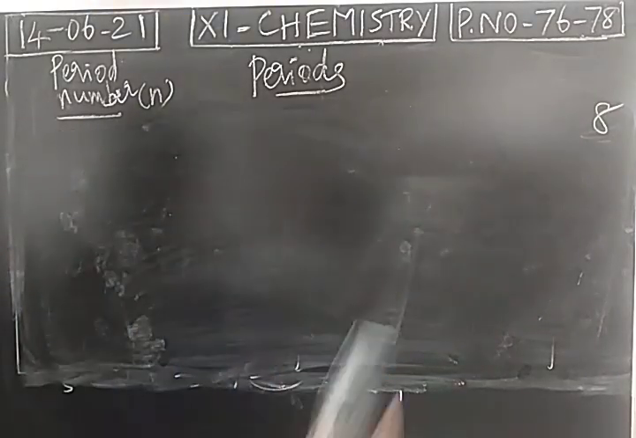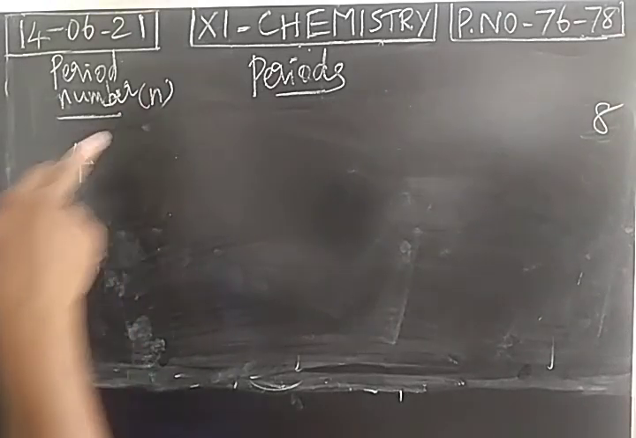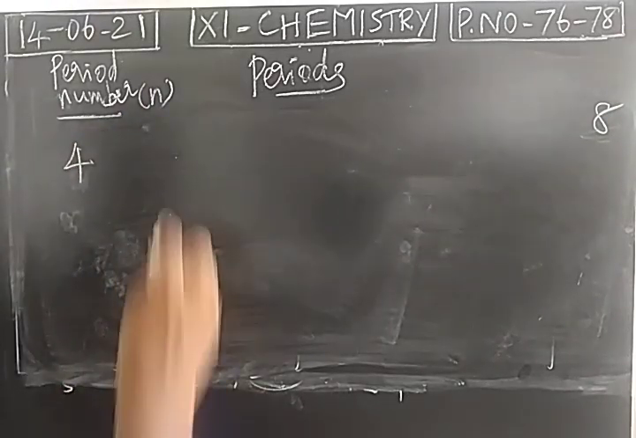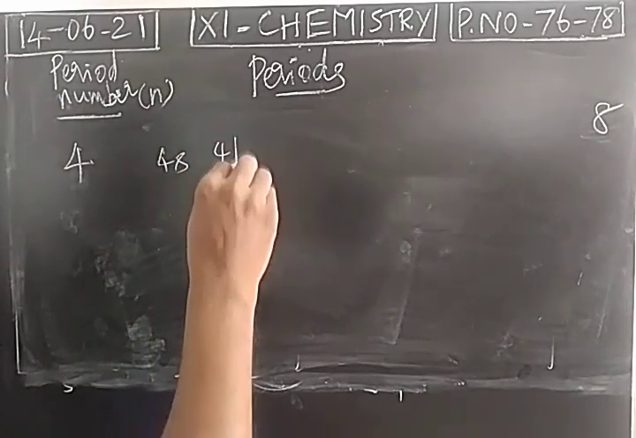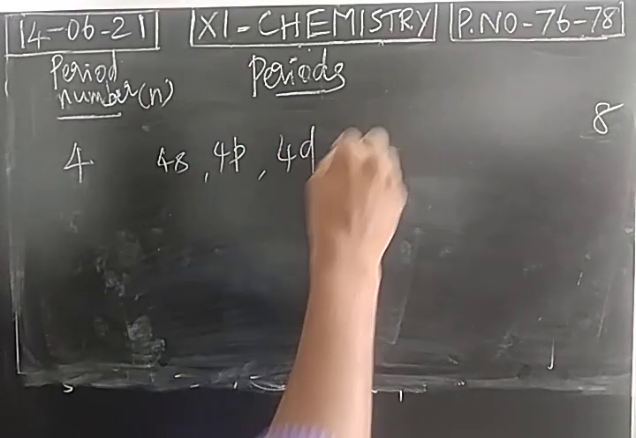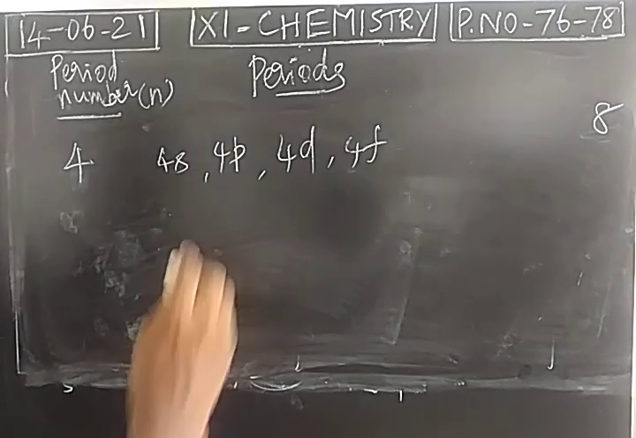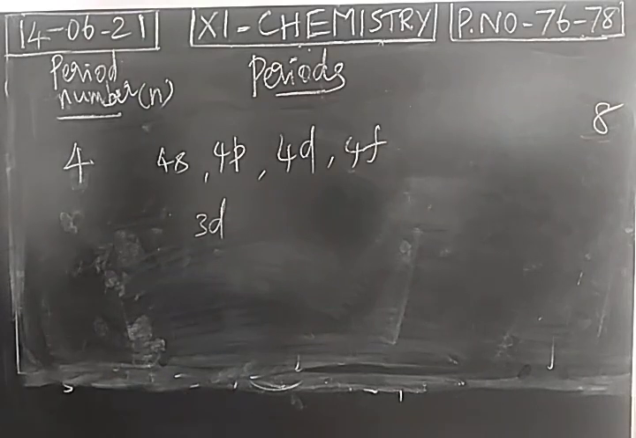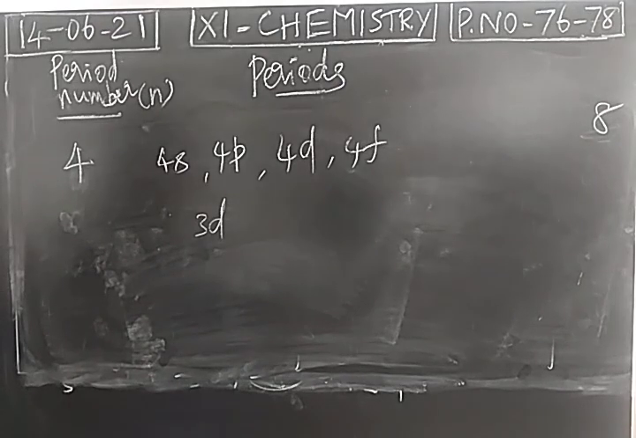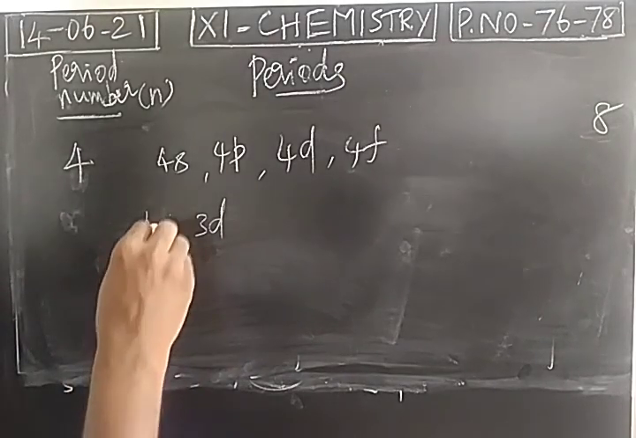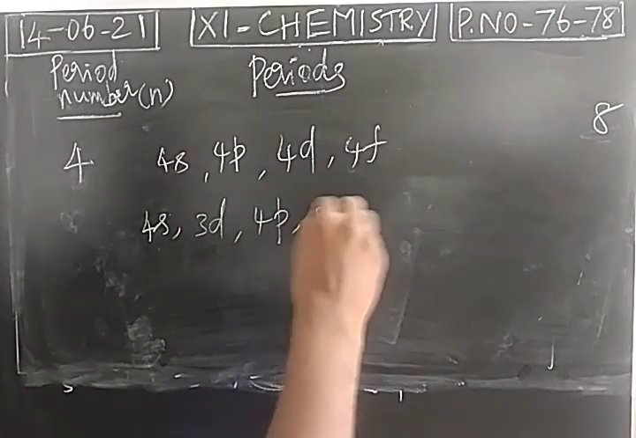And what about principal quantum number 4? Period number 4, principal quantum number 4, represents the fourth cell. What about the orbitals present in the fourth cell? 4s, 4p, 4d, 4f. But according to the Aufbau principle, the 3d orbital has lower energy than the 4p orbital, isn't it? So what is the correct order? 4s, 3d, 4p. Then 5s will come.